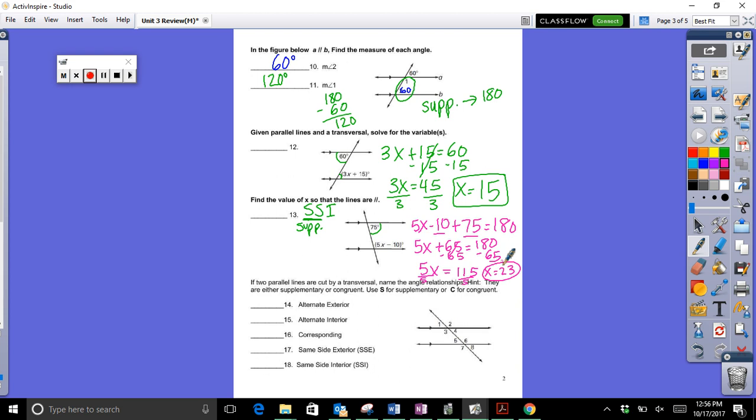In number 14, we're looking at two parallel lines cut by a transversal. Name the angle relationship. Hint: they are either supplementary or congruent, so use S for supplementary or C for congruent. Okay, so we have alternate exterior angles. If we have, say, 1 and 8, alternate exterior angles are congruent.